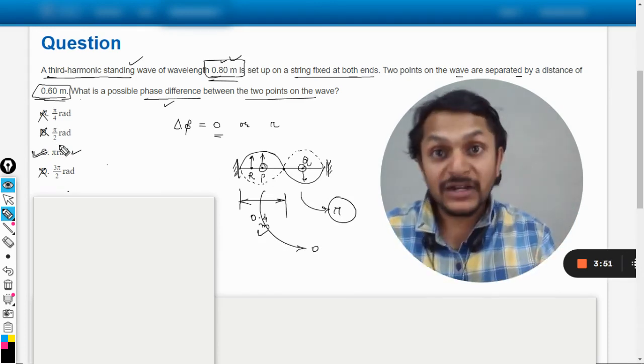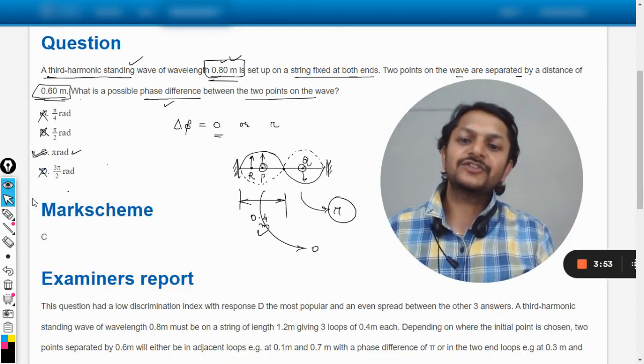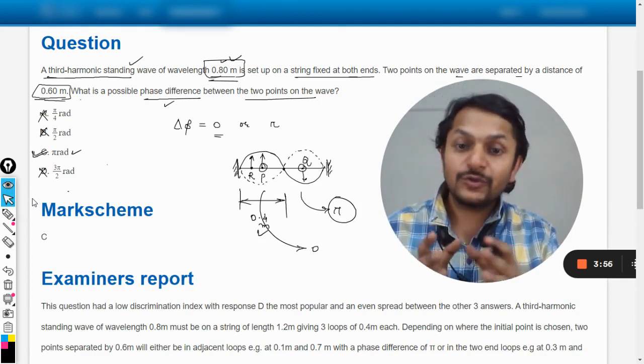Let us verify from the mark scheme also. And yes, the answer is C. So this is how we do this question, my dear students.